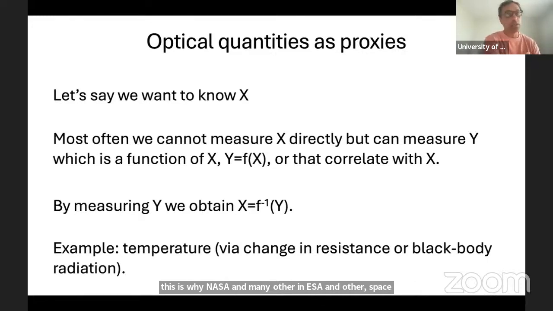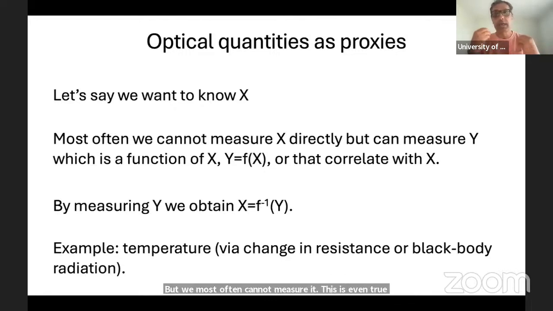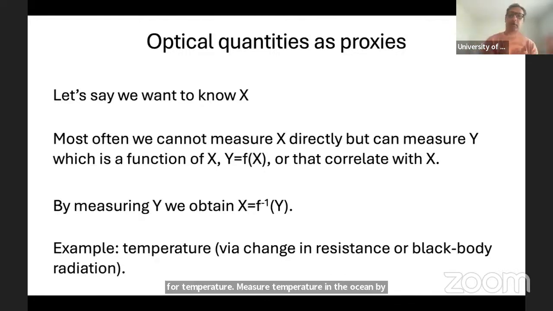And then there's the use of optical quantities as proxies. So let's say we want to know quantity X, but we most often cannot measure it. This is even true for temperature. We measure temperature in the ocean by measuring the resistance of a material that changes resistance as a function of temperature. So the same happens with optical techniques. As you know, we want to measure X, we cannot measure it directly, so we measure Y, which is a function of X, and then we invert that relationship to get the proxy.